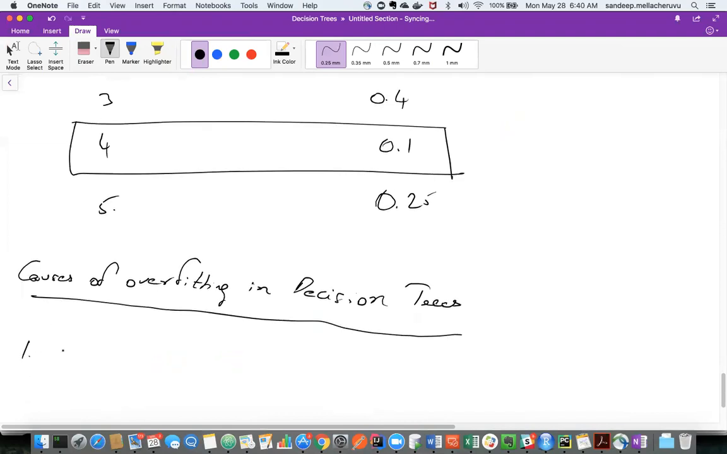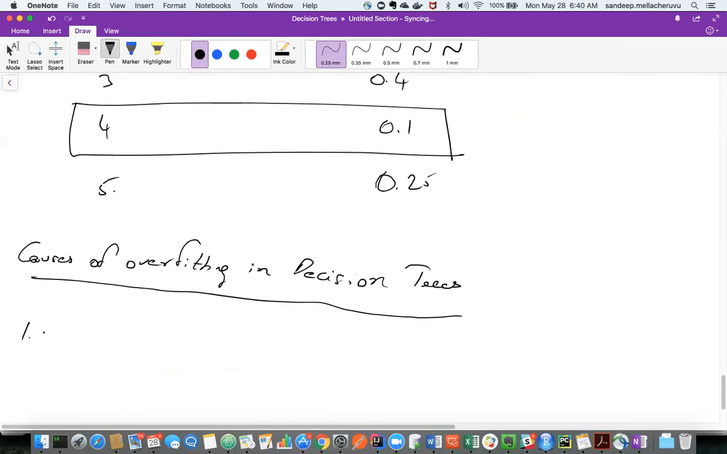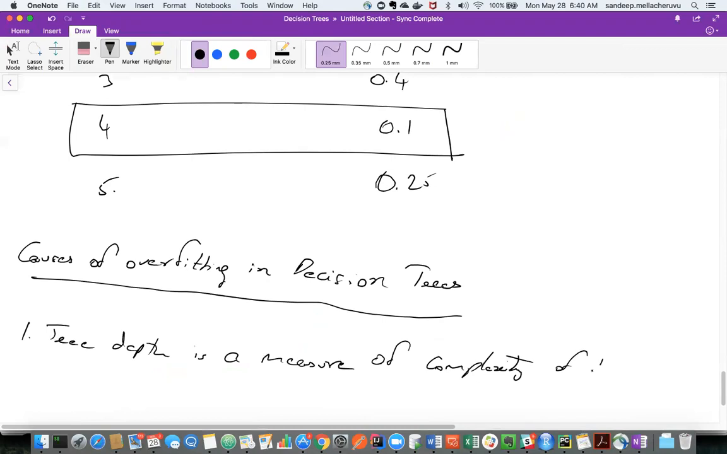So the first cause is tree depth, which is a measure of complexity of the tree. Too much depth means we are overfitting.